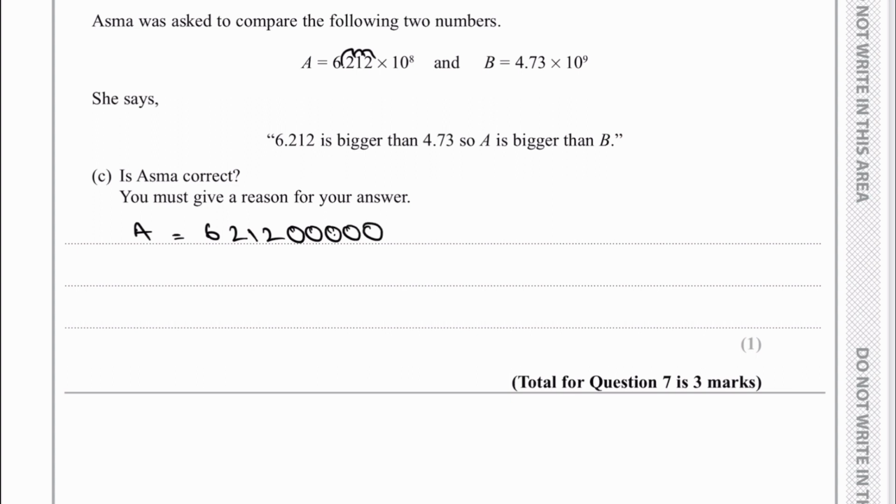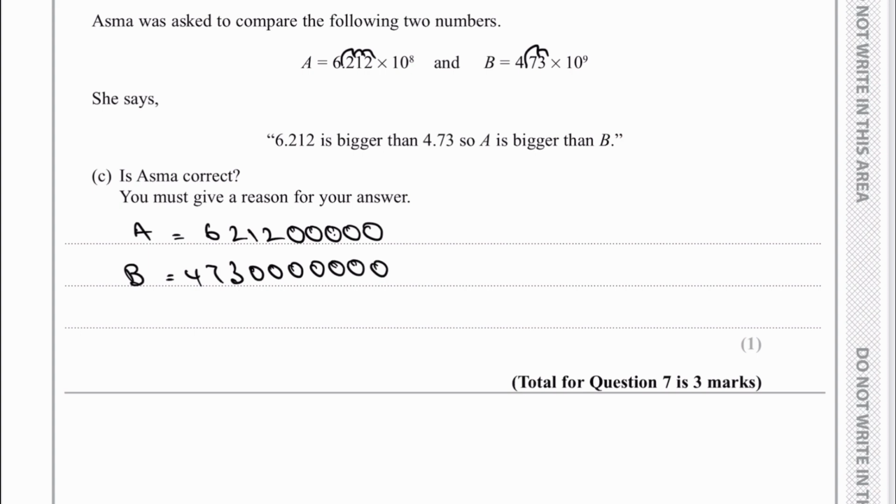And I'm going to do the same with B. Okay, with B, I've got 473, so that's 473, and that's now 2 places, but I need to move it another 7 zeros. So 1, 2, 3, 4, 5, 6, 7.